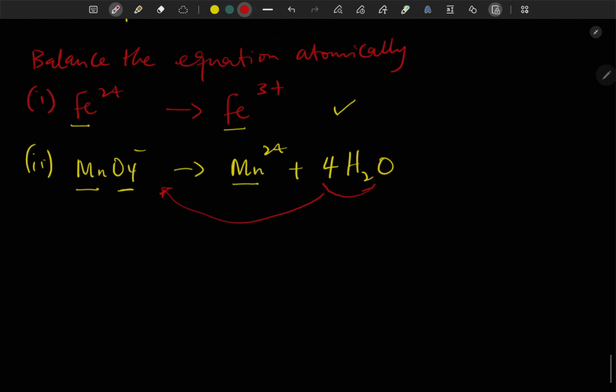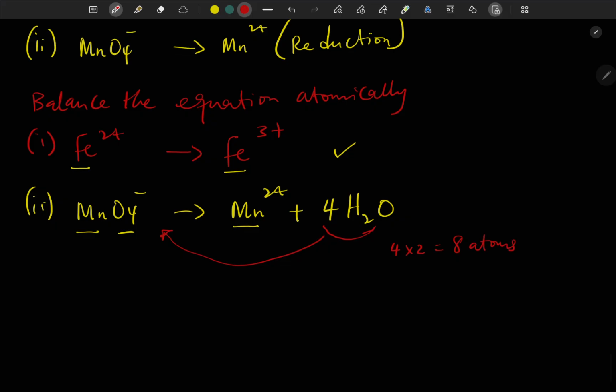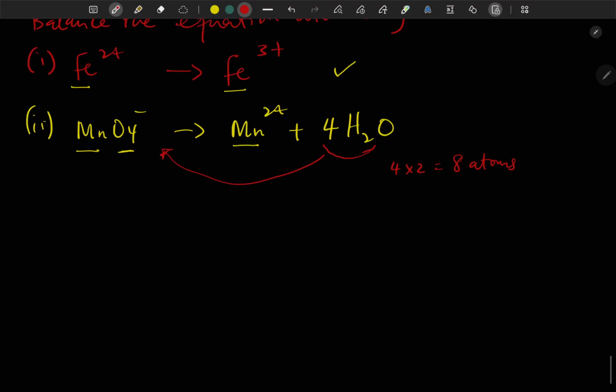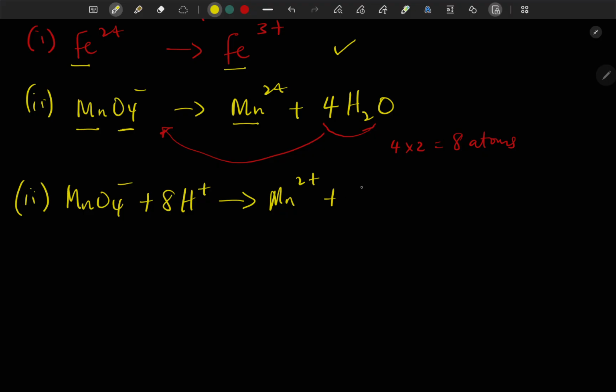So we balance, how many hydrogen atoms do we have now? We have 4 moles of H2O, which is 4 times 2. That's a total of 8 atoms of hydrogen. So which means we are adding 8 H+ ions to the other side. So it will become MnO4 minus plus 8H plus gives Mn2 plus plus 4H2O. So now the two equations are balanced atomically.